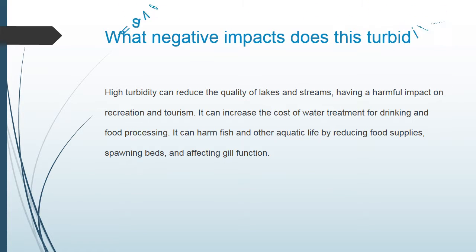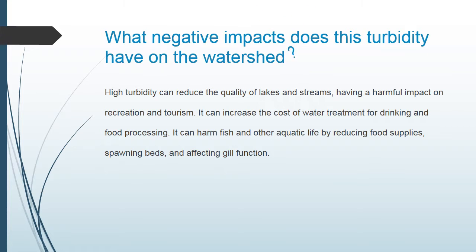What negative impacts does the turbidity have on the watershed? High turbidity can reduce the quality of lakes and streams, having a harmful impact on recreation and tourism. It can also increase the cost of water treatment for drinking and food processing. It can harm fish and other aquatic life by reducing food supplies, spawning beds, and affecting gill function.